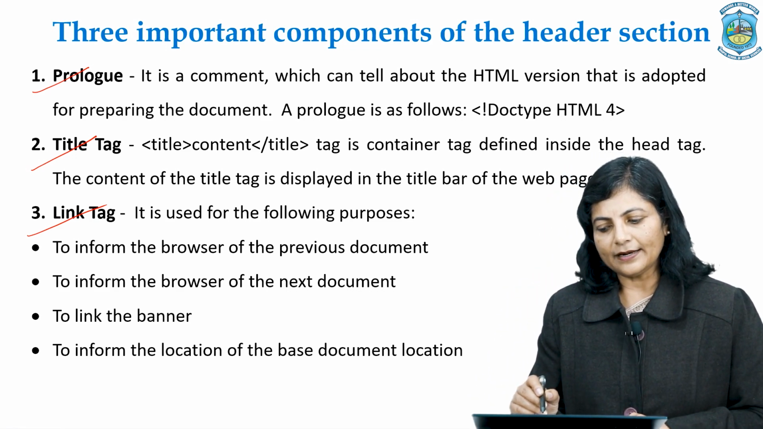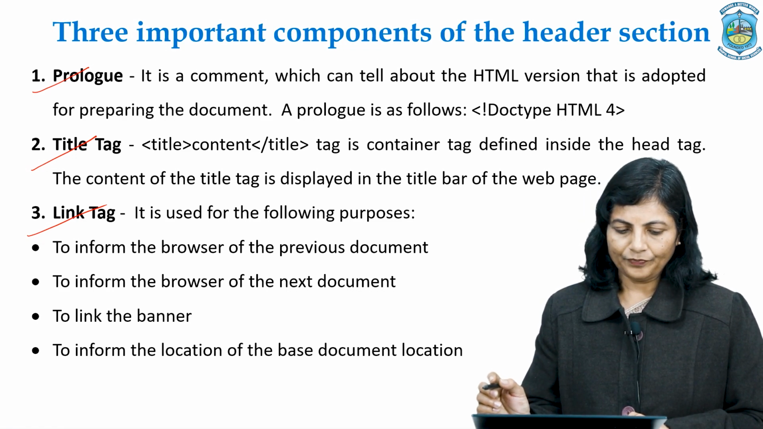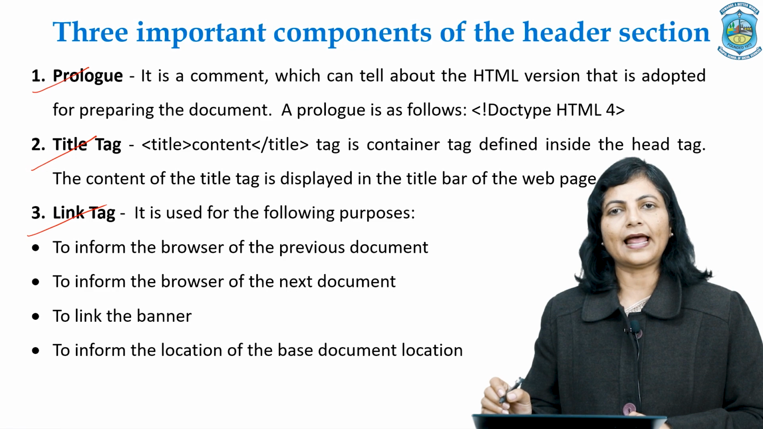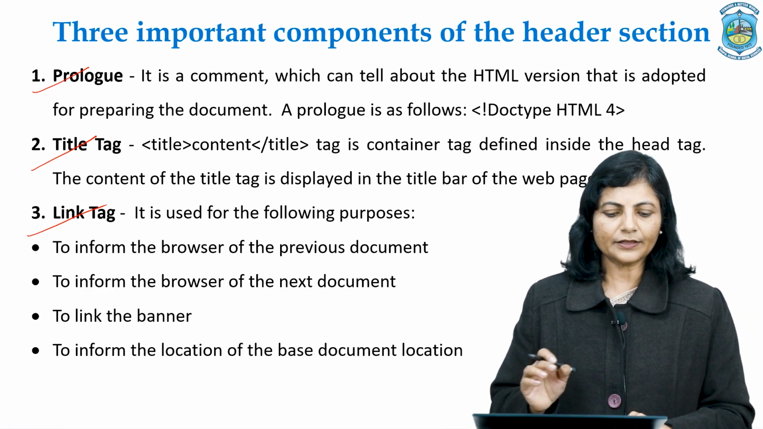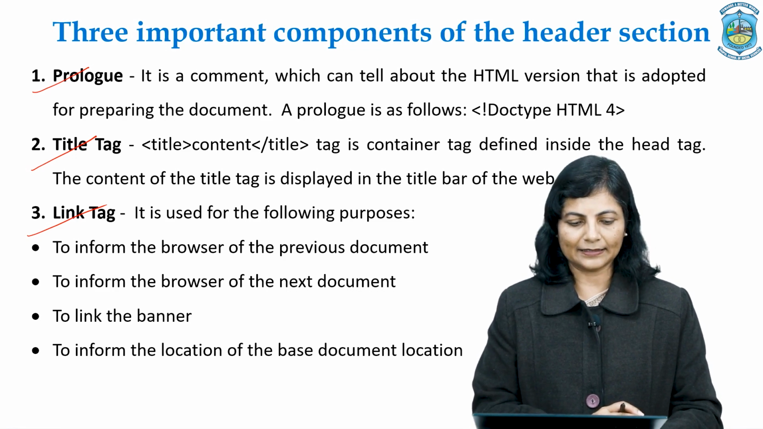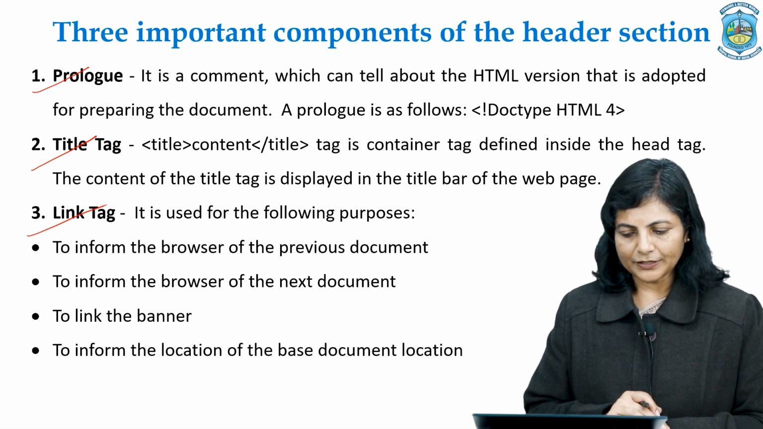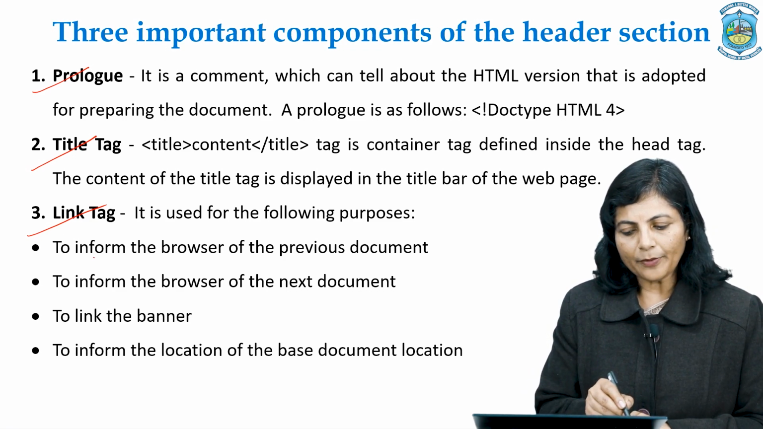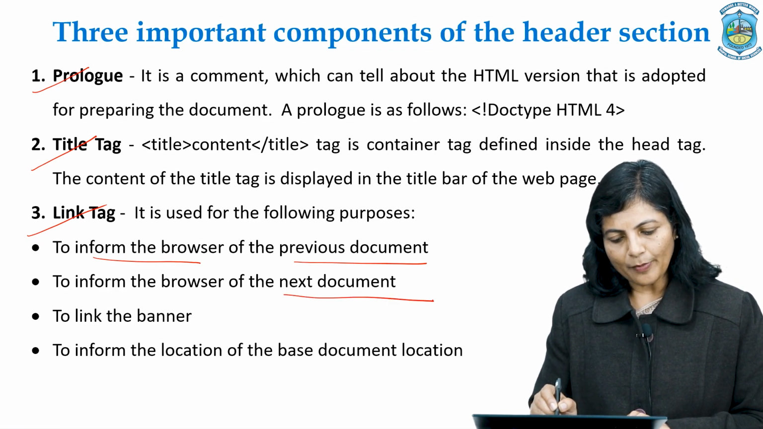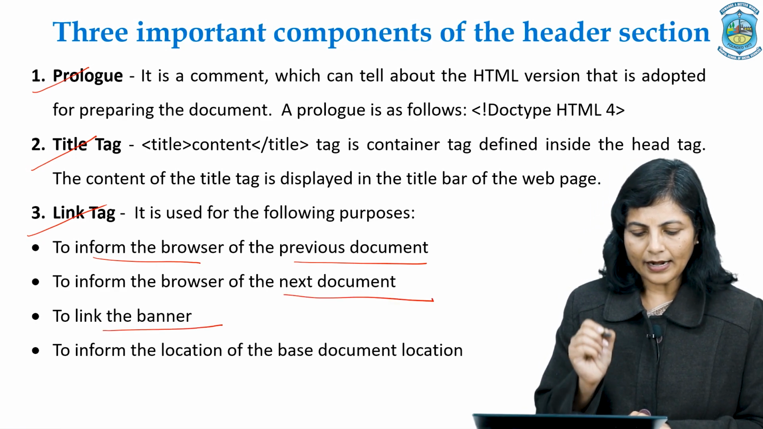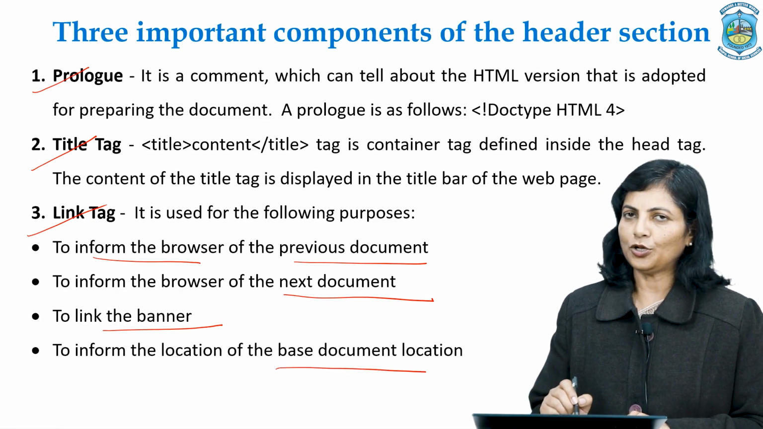Title tag is a container tag defined inside the head tag, and the content of the title tag is displayed in the title bar of the web page. The third part is the link tag. Link tag has the following purposes: to inform the browser of the previous document and the next document, to link the banner, and to inform the location of the base document.